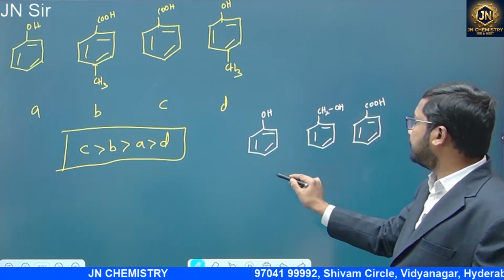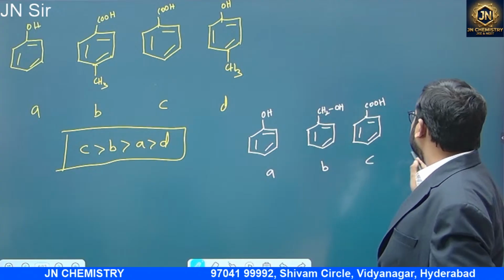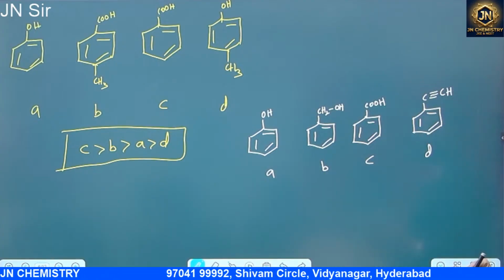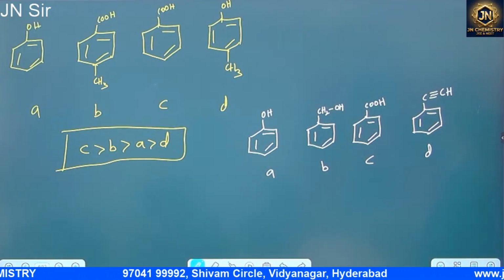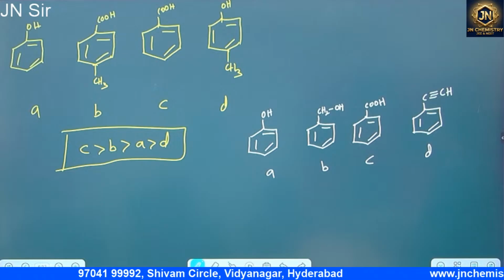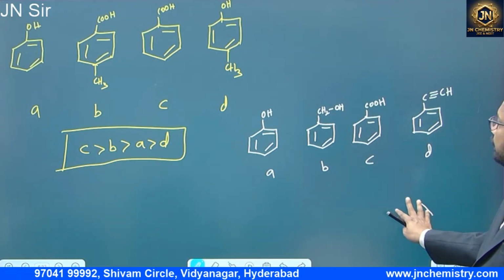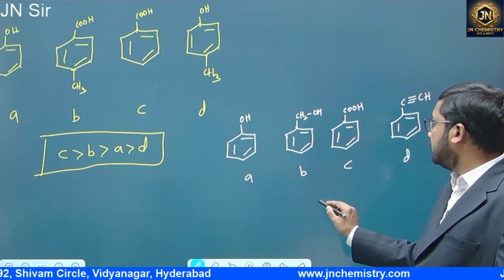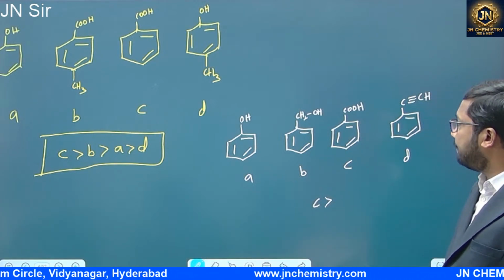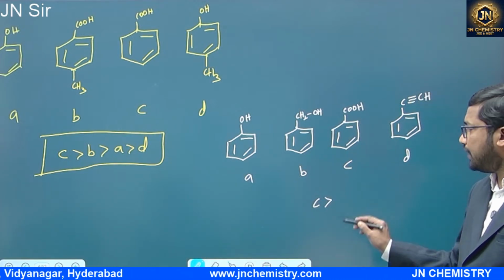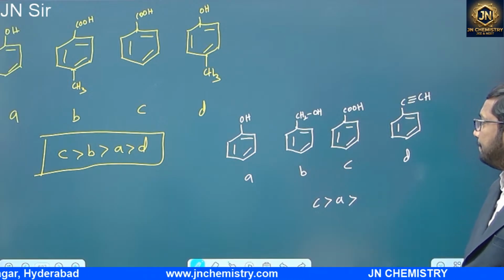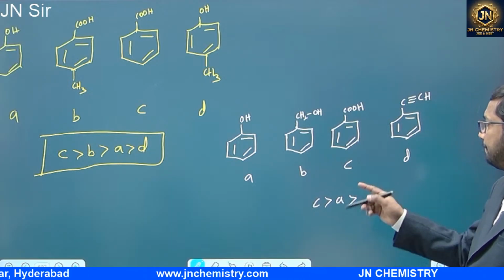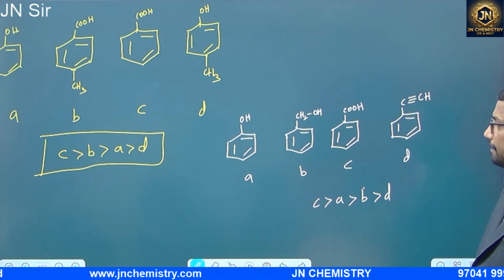In this case, it's somewhat easy. First, take benzoic acid, then phenol, then B, then D. Write it down.